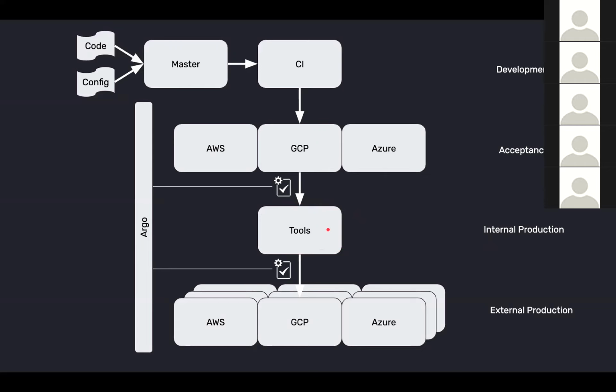Sorry, this is from an internal presentation, so I have some internal lingo in here. So our tools cluster is a production cluster, but only we use it, right? That's actually the first place that code lands. So if we bust something, we suffer through that before our customers do, right? And then assuming that it works there, then Argo will take it, and basically the last phase is all external production, right? And it'll send it to all the different clouds and the different regions.